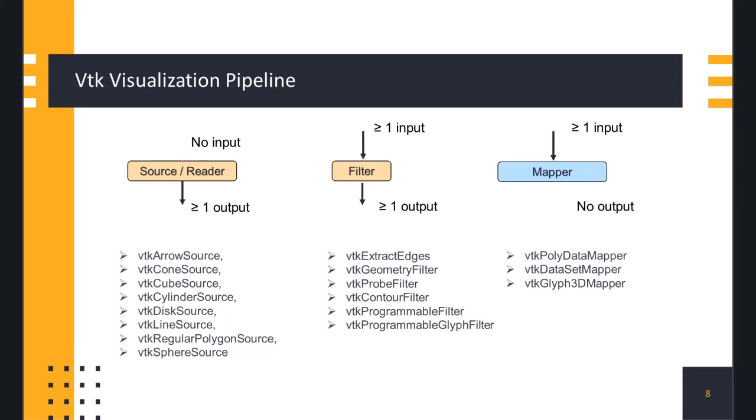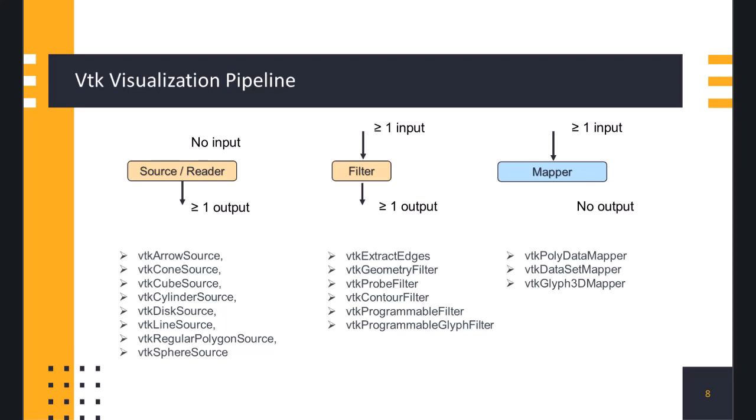Now, since source objects either generate data or read data from external files, they have only an output port, which provides data to downstream objects. There are various source objects inside the VTK library to create data for simple cases, but for complex data we have to read data from external files.